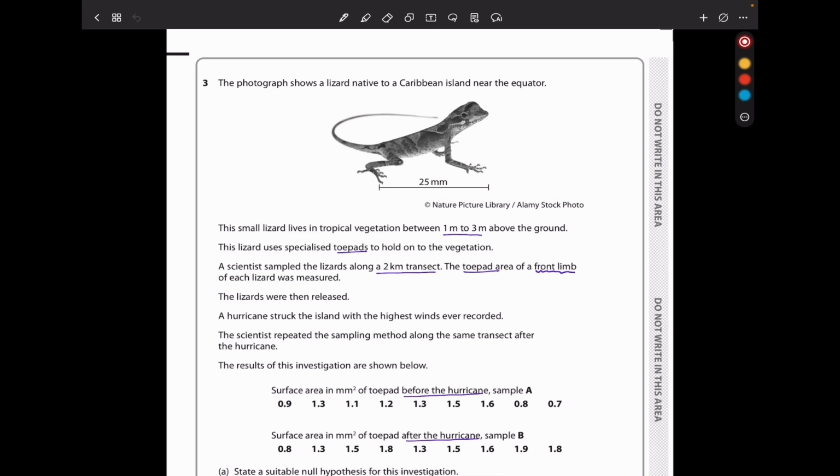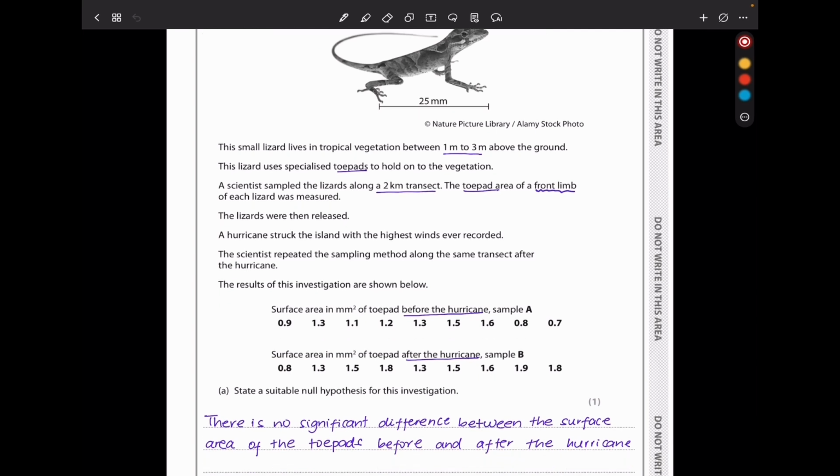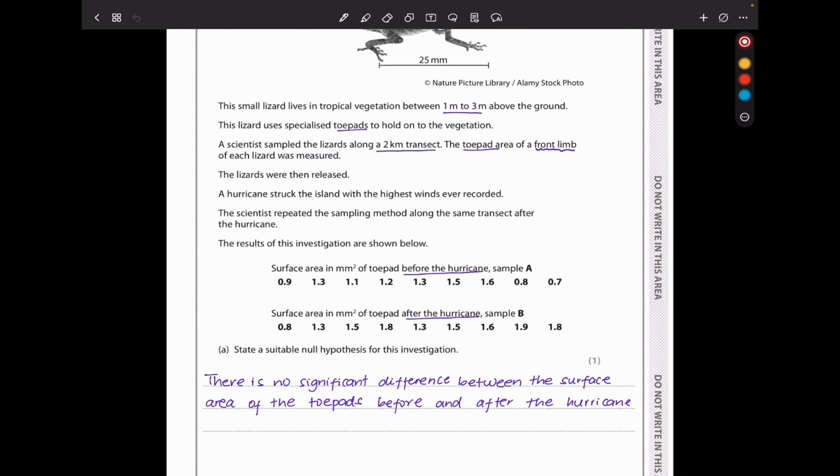Question 3, the photograph shows a lizard native to a Caribbean island near the equator. This is the lizard. They say this small lizard lives in tropical vegetation between 1 meter to 3 meters above the ground. This lizard uses specialized toe pads to hold onto the vegetation. A scientist sampled the lizards along a 2-kilometer transect. The toe pad area of the front limb of each lizard was measured. Remember, only the front limb was measured. The lizard was then released.